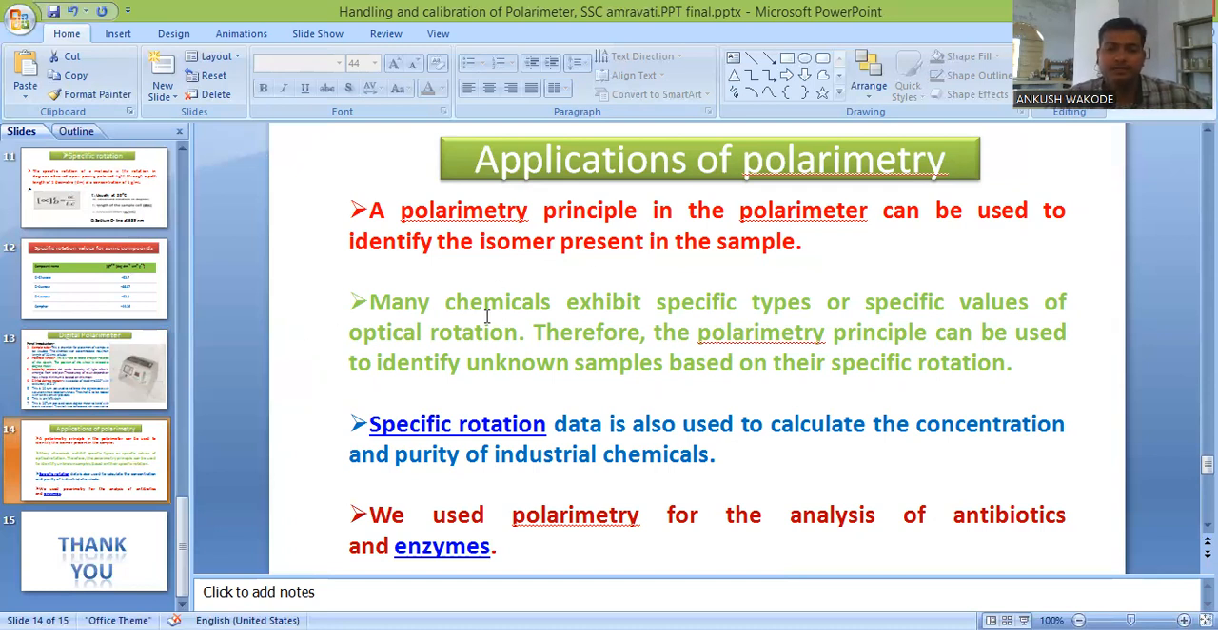Many chemicals exhibit a specific value of optical rotation. Therefore, the polarimetry principle can be used to identify unknown samples based on the specific rotation. Specific rotation data is also used to calculate the concentration and the purity of the chemicals. We use polarimetry for the analysis of antibiotics and enzymes.